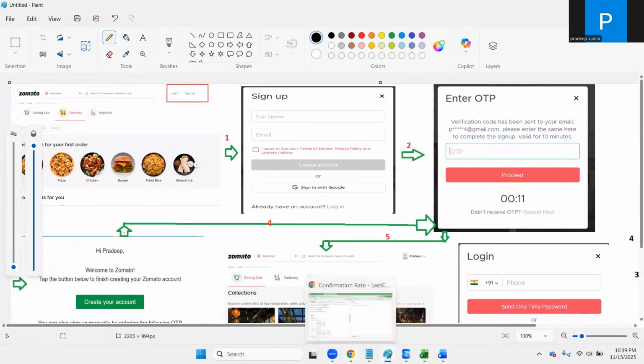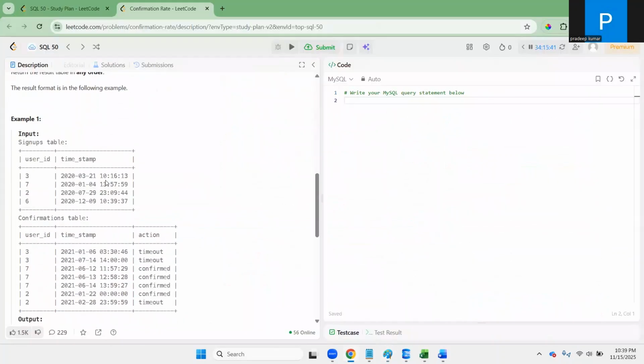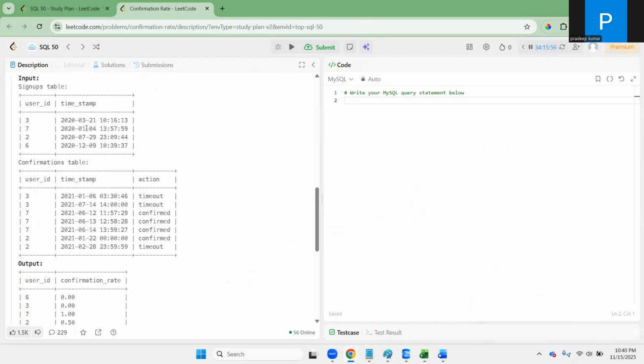Okay, so here let's discuss the table. As you know, once an account is created, it will capture the username as well as the time at which the account was created, and everything is captured here. These are the existing users. So after 1 year, some customer like three wants to order some product on Zomato.